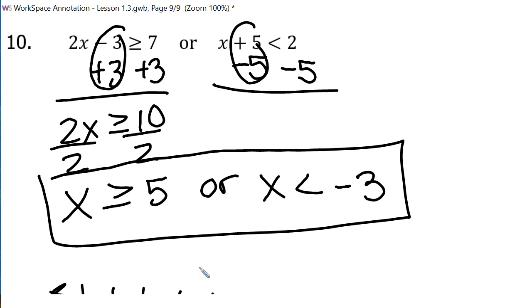And our endpoints go in what number? 5 and -3. Which one is closed? 5. 5 is equal to, so 5 needs to be closed in. If you see the word or, do you say inside or outside? Outside. Make sure you put an arrow showing it keeps going to the left. Make sure you put an arrow showing it keeps going to the right.